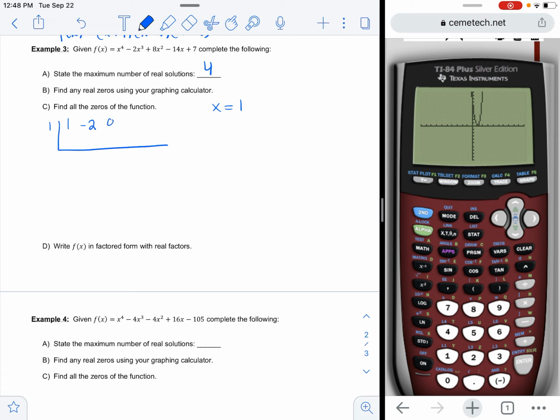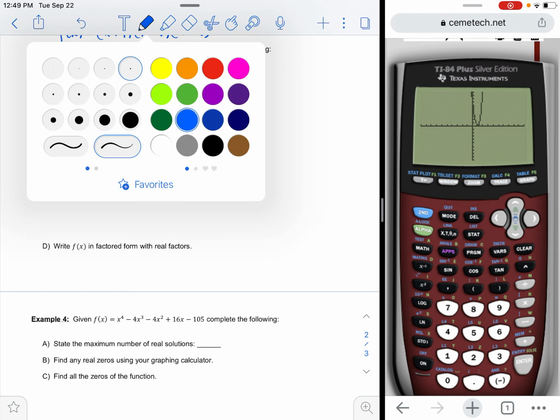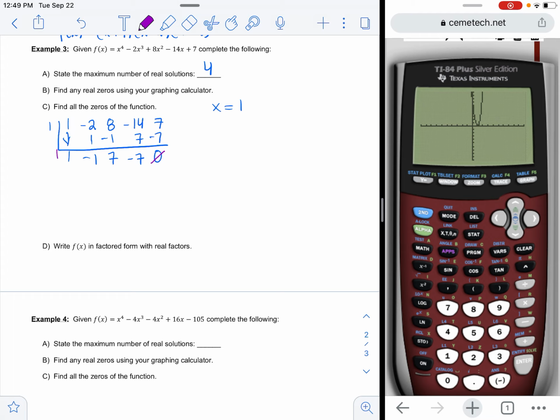Coefficients 1, negative 2, 8, negative 14, and 7. Drop your 1. Multiply, that's 1. Add, that's negative 1. Multiply, that's negative 1, add, it's 7, multiply, it's 7, add, it's negative 7, multiply, it's negative 7, add, it's 0. All right, so repeated 0, so I'm going to do it again now.